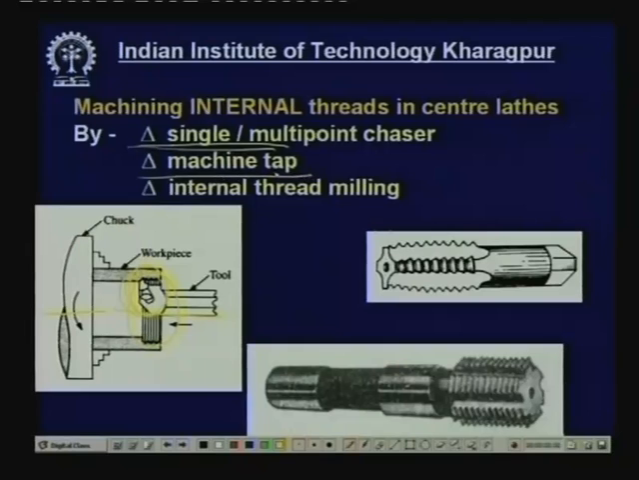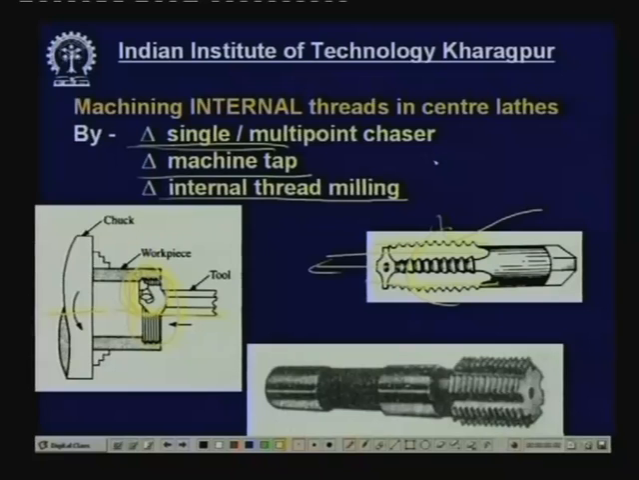Then machine tap. This is a machine tap, which is not tapered throughout: the front portion is tapered, but the rear portion is straight. So, by rotating and pushing this tap through the job, you get the thread done in the lathe. And internal thread milling, yes.